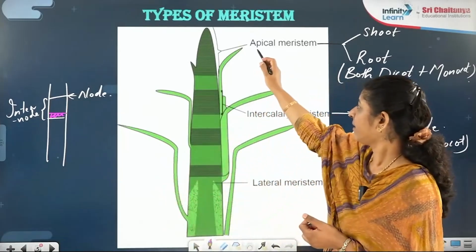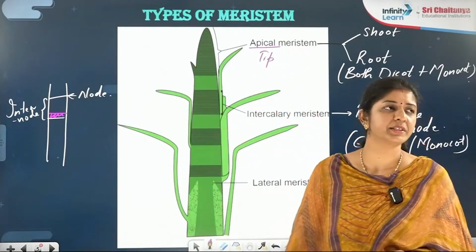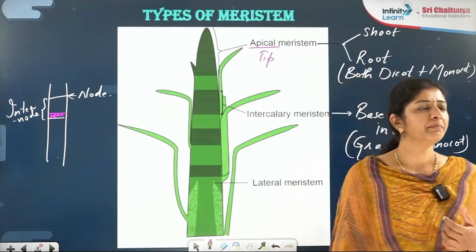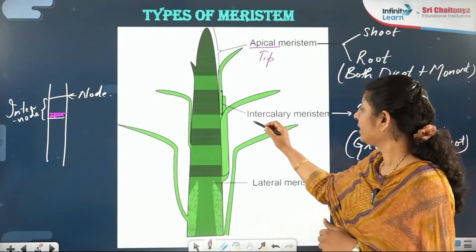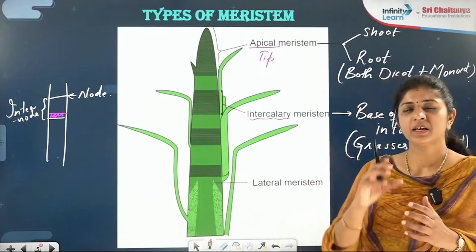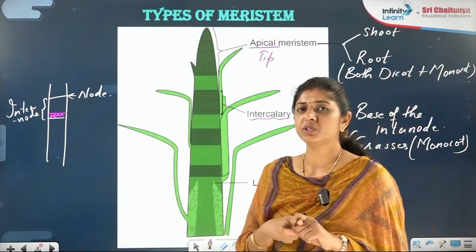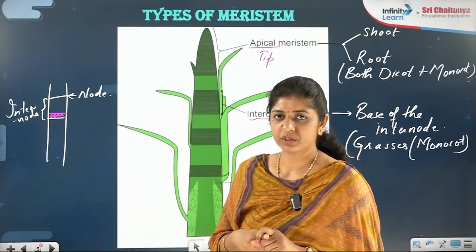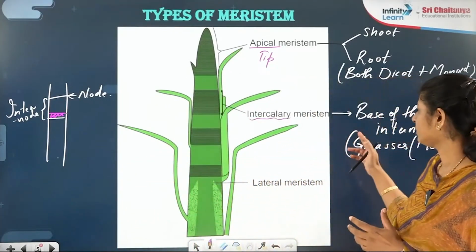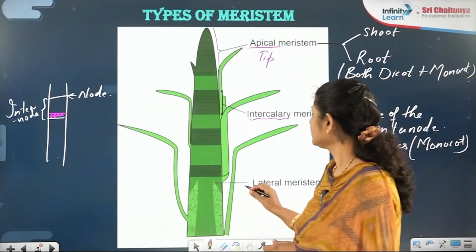So I repeat, apex means at the tip. So what is the position of apical meristem? It will be at the tip of the shoot or of the root. Intercalary, where is it? It is at the base of the internode. Node and internode we have learned in morphology, right? That is a feature of the stem, not of the root, right? And here you must know it is in the case of grasses, right? Okay, then what is next?